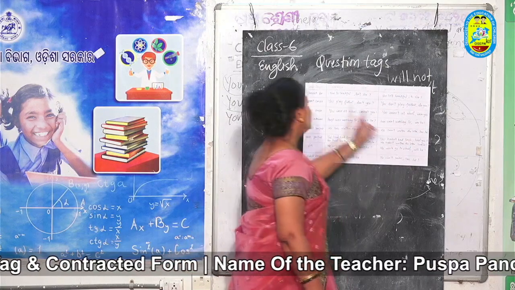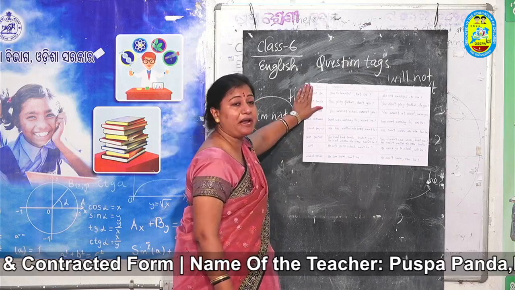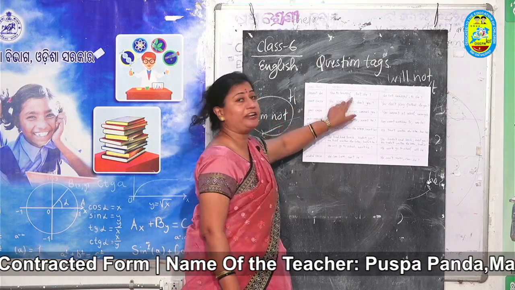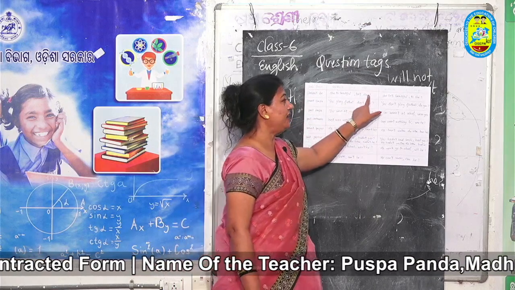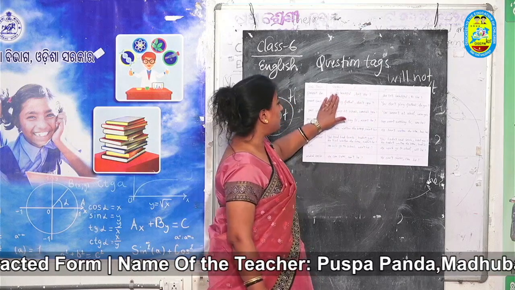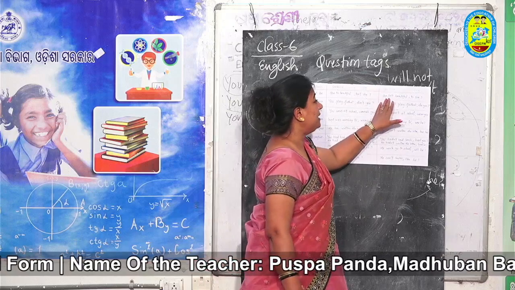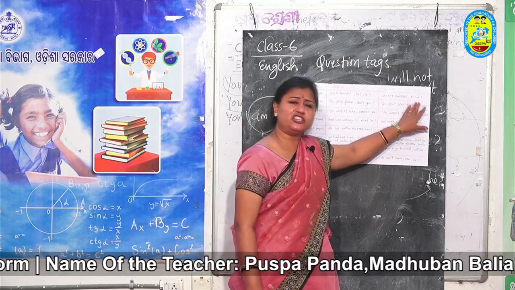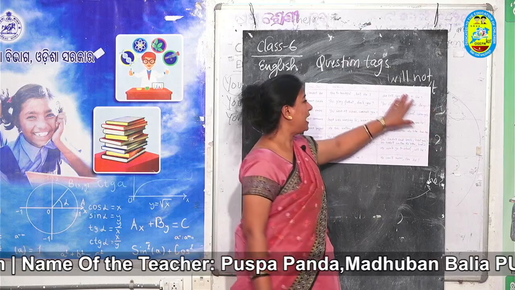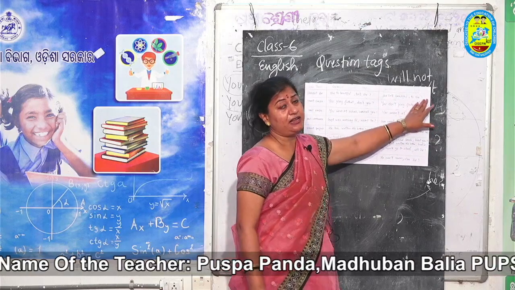Sentence, tag. She is, look, present be form. She is beautiful, isn't she? This is a positive statement with a negative tag. If we say, she isn't beautiful, is she? Our sentence became negative, so the tag is positive.